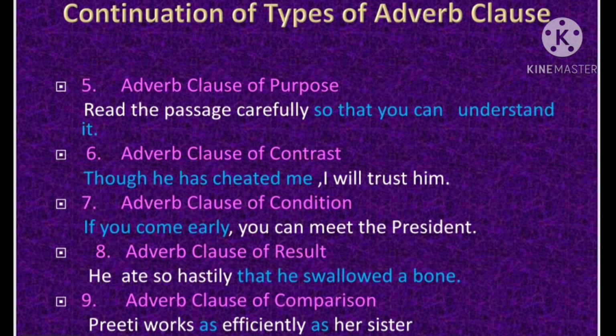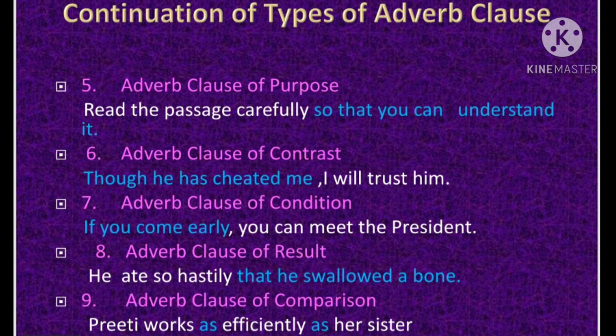Now the last type is adverb clause of comparison, where two people or two things are compared, and we have studied its subordinator, as... as. The first as comes in the main clause and the second one comes in the subordinate clause. So Preeti works efficiently is the main clause, as her sister is the subordinate clause, and here the subordinate clause is modifying the adverb efficiently in the main clause.